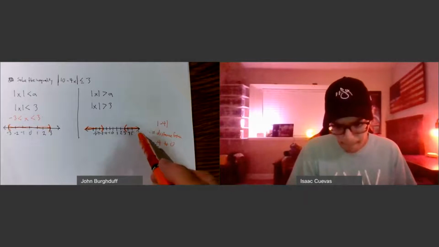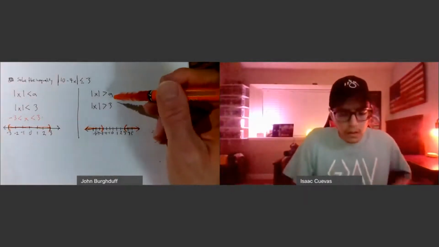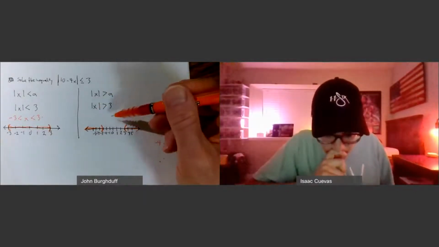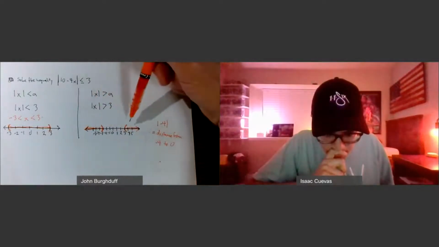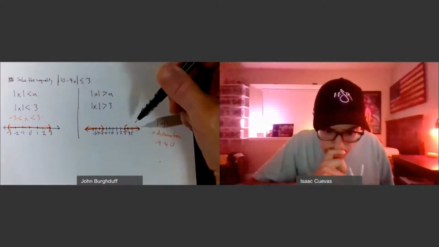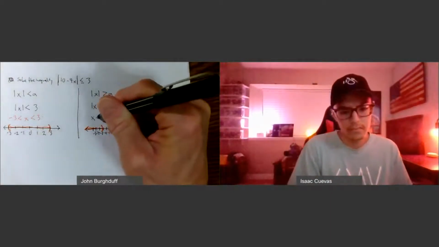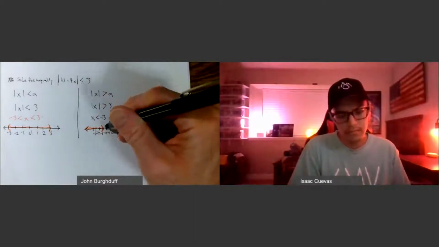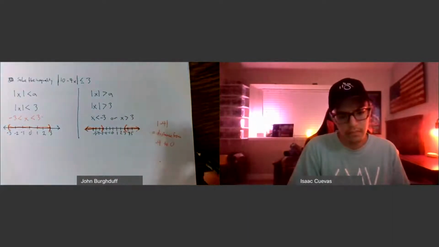Gotcha. Okay. Now, the reason we're doing all this is to show that when you have an absolute value that's greater than a certain number, there will always turn out to be two different intervals that will work. And you can't really describe two intervals with one inequality. You have to describe them separately. So the piece on the left could be described as x less than -3, and the piece on the right could be described as x greater than +3.